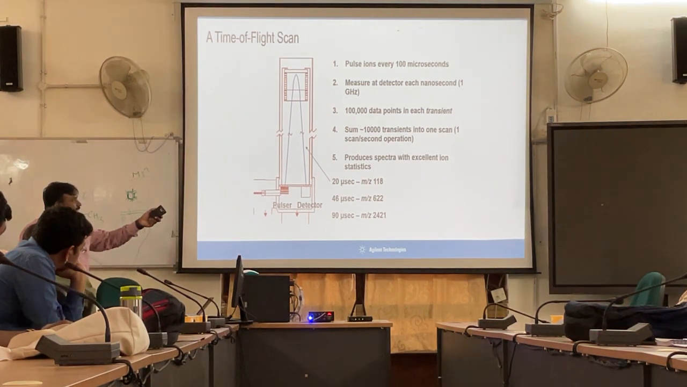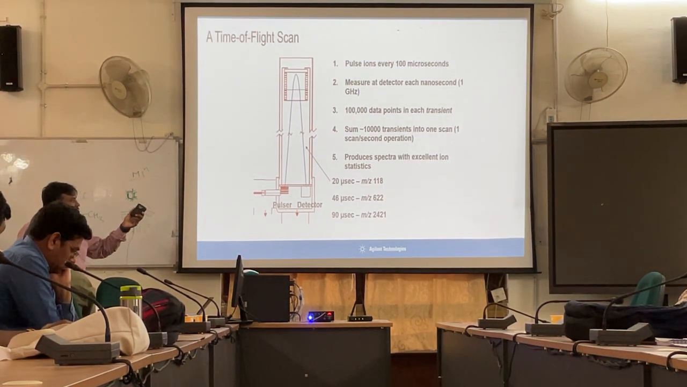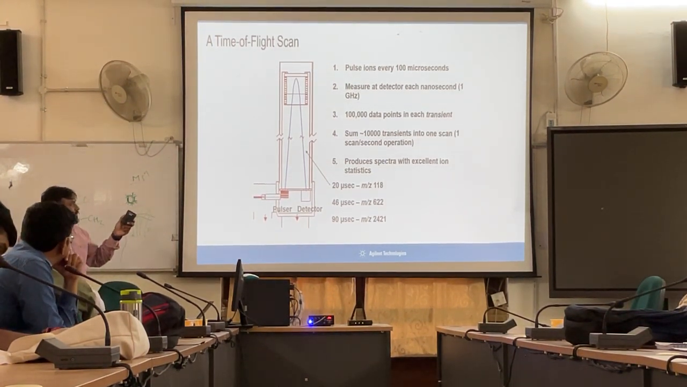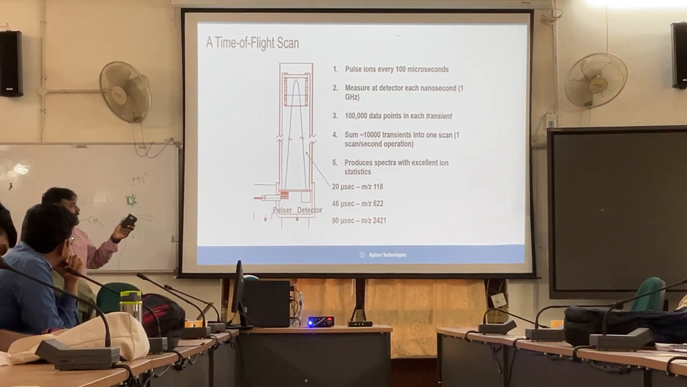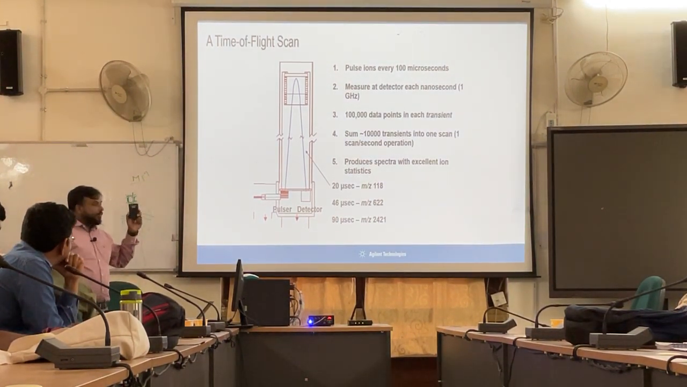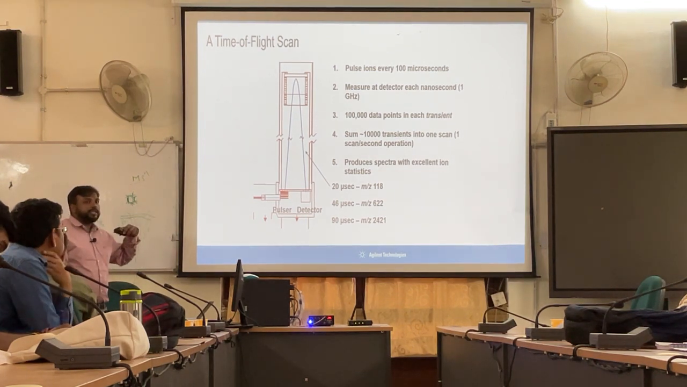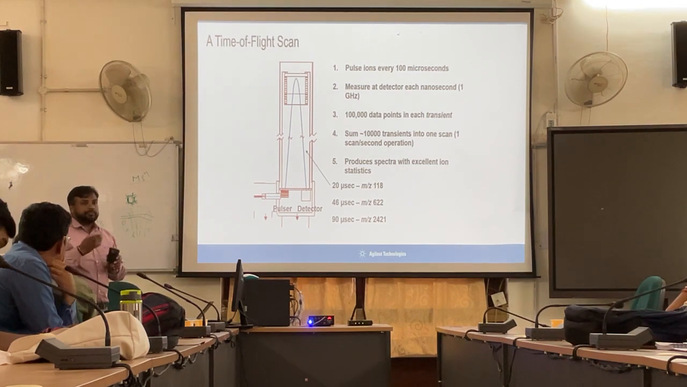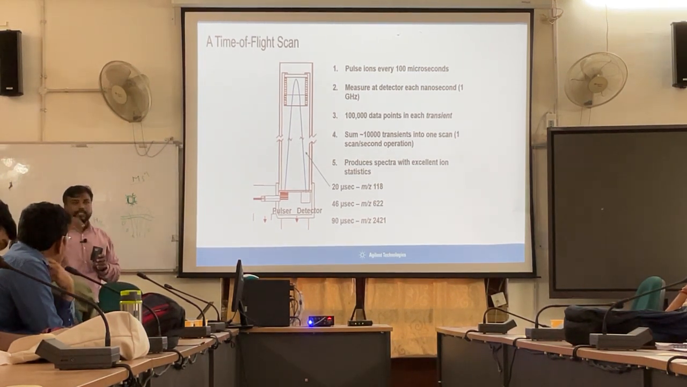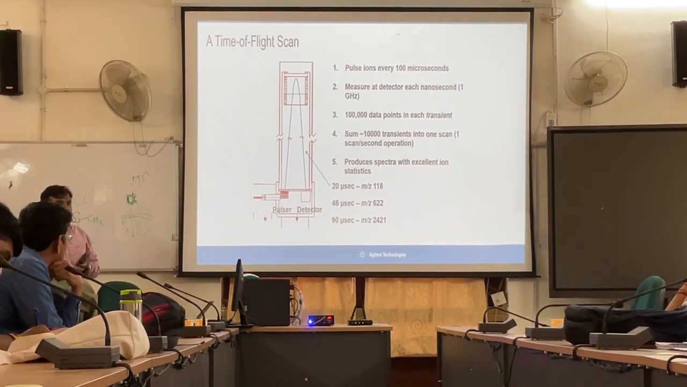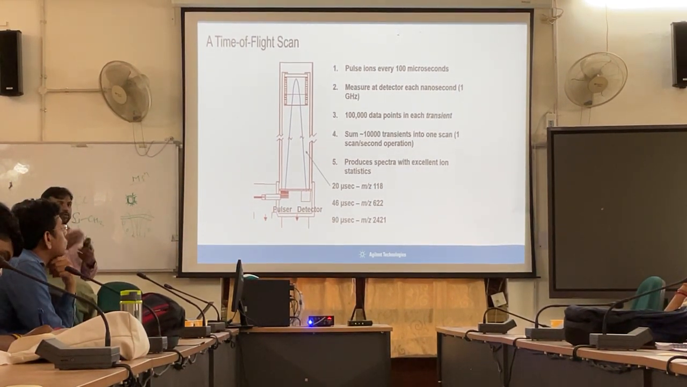So these are the standard times, like 20 microseconds is calibrated for the 118 mass, and 46 microseconds for the 622 mass, 90 microseconds for the 2421 m/z ions. Accordingly, this is calibrated before any analysis on the instrument, so that whatever mass difference is happening because of the temperature change or extension of the TOF tube would be mitigated in your sample analysis. So whatever result you have is a more accurate result.